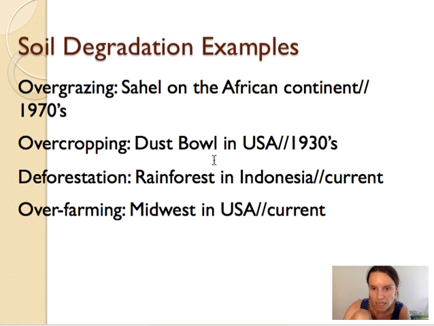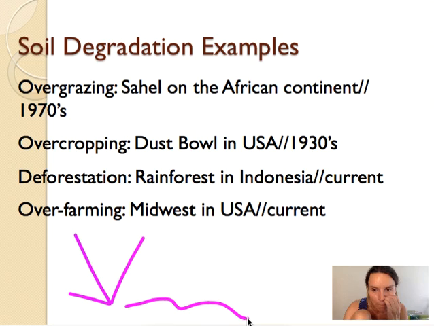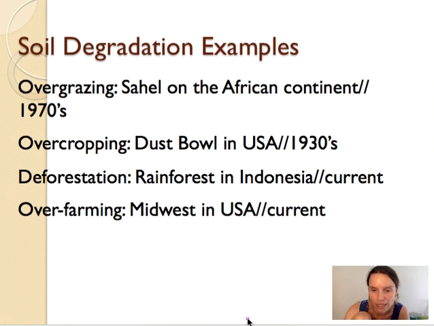Overcropping contributed to the Dust Bowl in the United States in the 1930s. Deforestation is happening right now in all the major rainforests in the world, especially in Indonesia for palm oil, as we talked about before. And over-farming is happening in the Midwest. We are exhausting our soil resources in the United States and all over the world. And our general solution for that is just to dump more fertilizer into the soil. But eventually, that's not a sustainable answer to the problem. We need to be creating a healthy soil system.